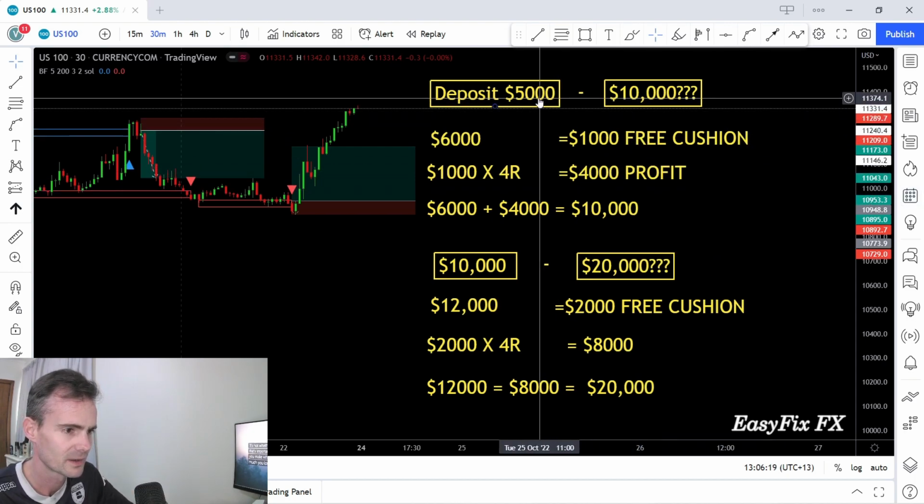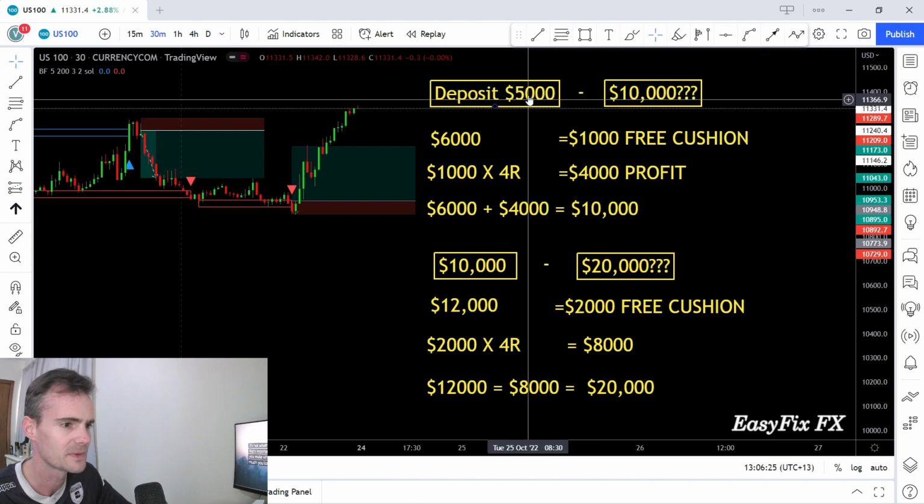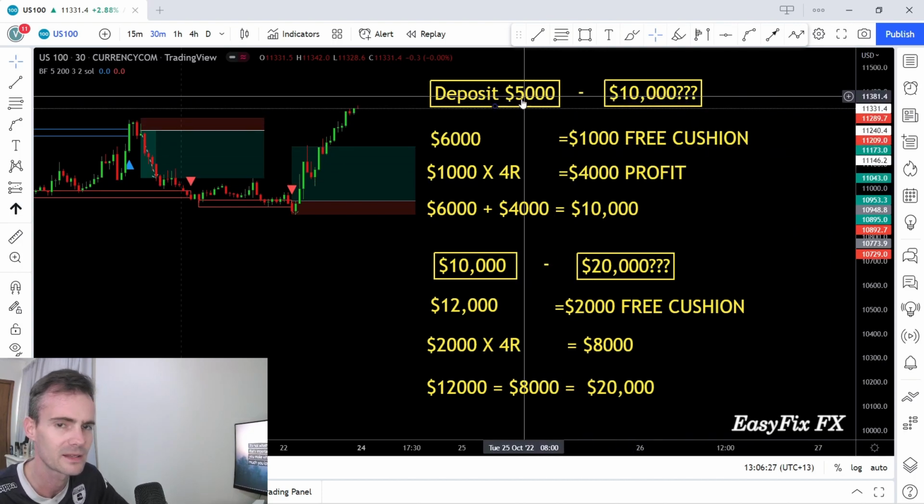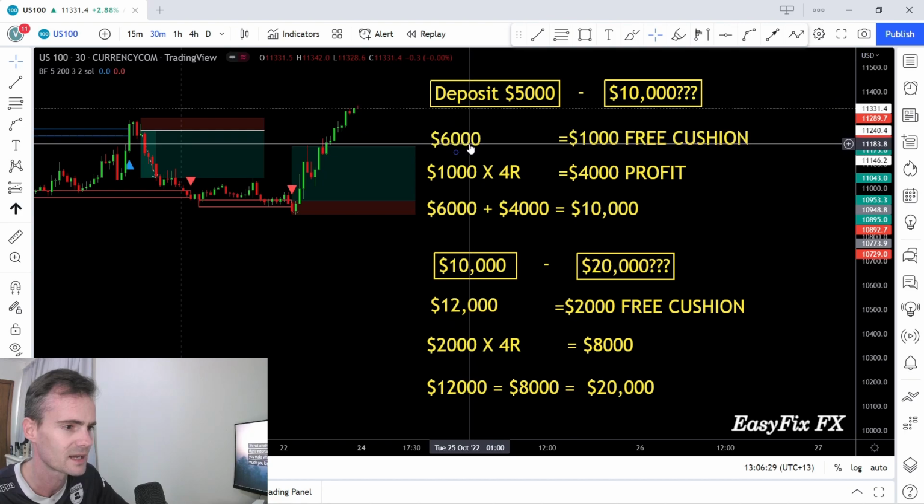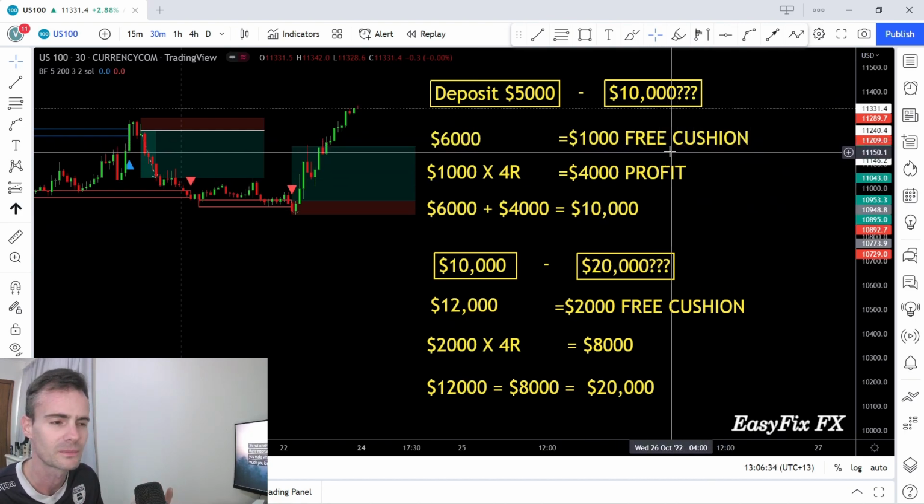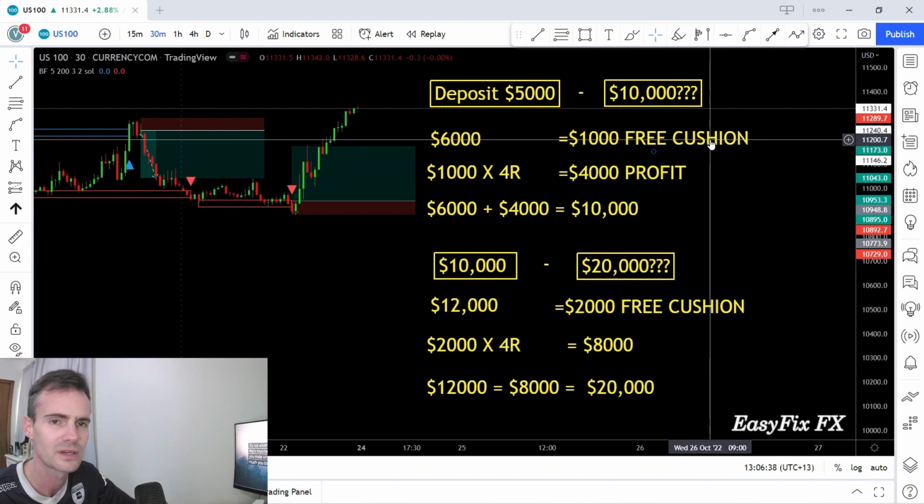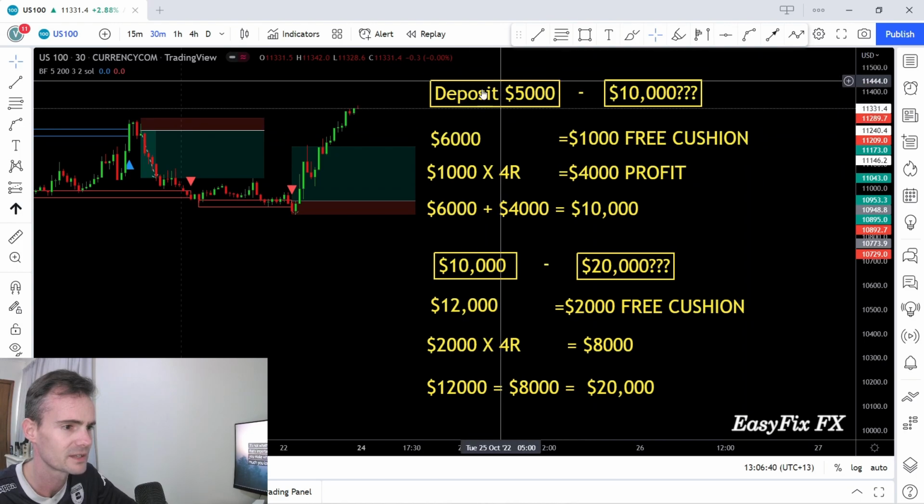If it doesn't work, always look after your deposit. So if this trade doesn't work and your money goes back to 5,000, your plan then is to get it back to 6,000, and once you've created the cushion, then you go for those big risk to reward trades, those high risk trades, only using your free cushion. So always protect your deposit.